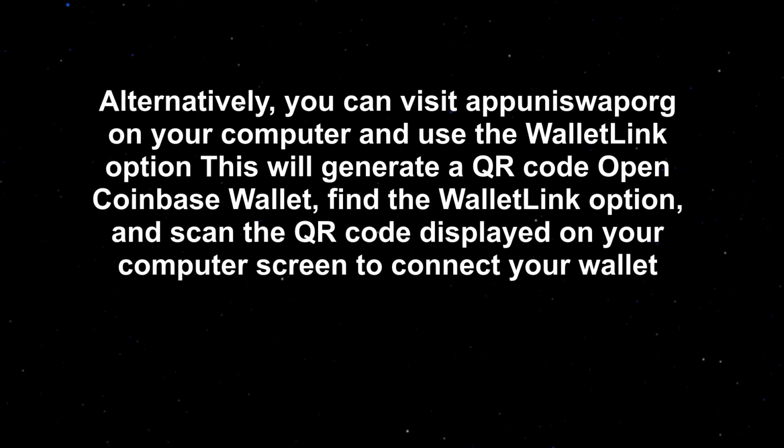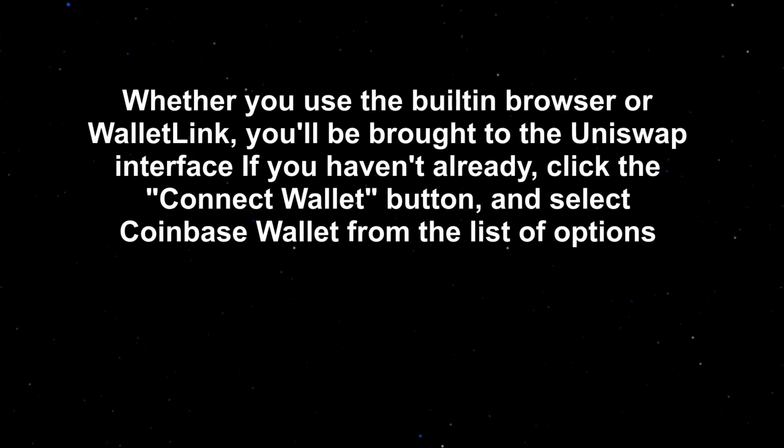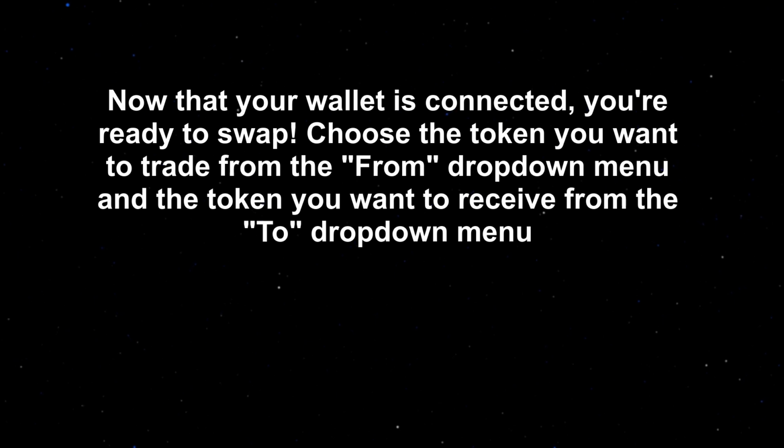This will generate a QR code. Open Coinbase Wallet, find the WalletLink option, and scan the QR code displayed on your computer screen to connect your wallet. Whether you use the built-in browser or WalletLink, you'll be brought to the Uniswap interface. If you haven't already, click the Connect Wallet button and select Coinbase Wallet from the list of options. Now that your wallet is connected, you're ready to swap.